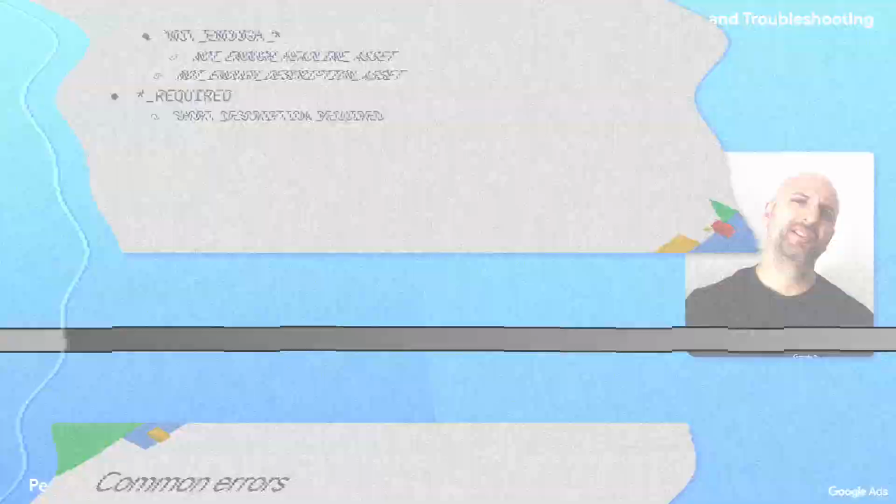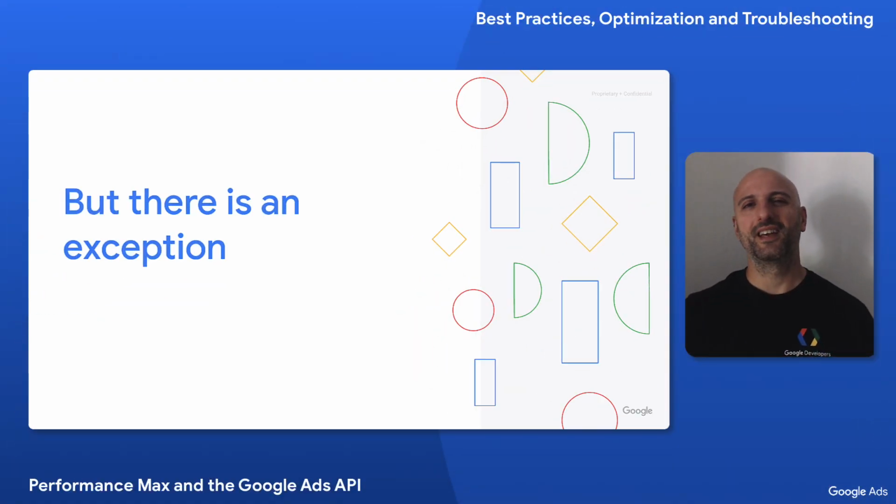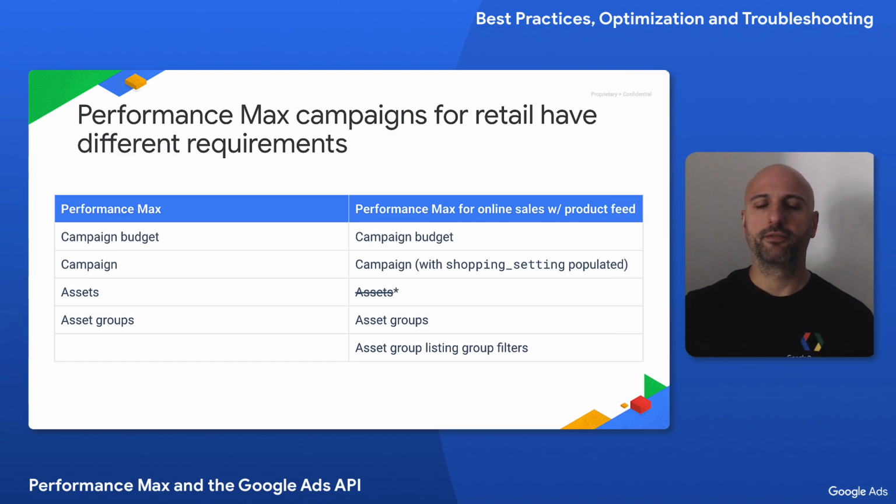However, this is not necessarily always the case. There is an exception to these requirements. If you are creating a Performance Max campaign for online sales with a product feed, also known as a Performance Max campaign for retail, the requirements are slightly different. First of all, you must populate the shopping setting field of your campaign with a few important details such as your Merchant Center account ID and a feed label. Then, you don't necessarily need to add assets, with a detail that we will discuss in a minute.